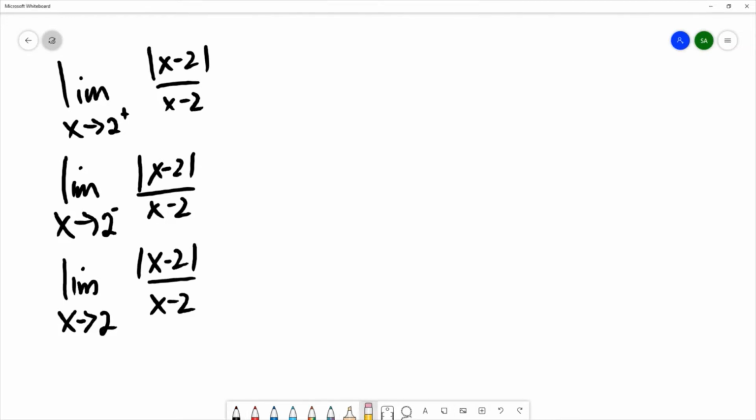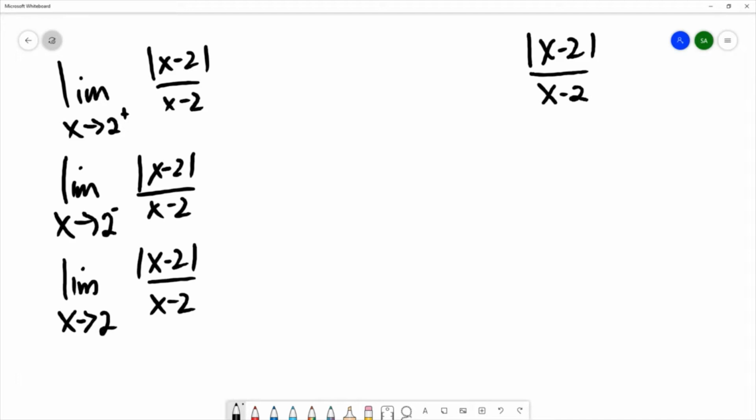So on this series of questions, we want to find the limit as x approaches 2 from above of the absolute value of x minus 2 over x minus 2. We also want to find the limit from below 2 and then also the overall limit. What I know about this function, the absolute value of x minus 2 over x minus 2, is that it's going to equal either positive 1 or negative 1, depending on what value of x we plug in.